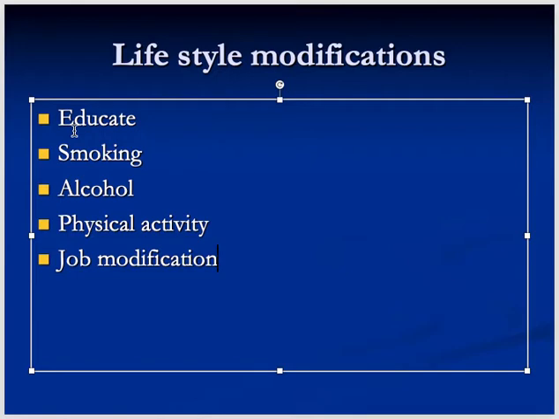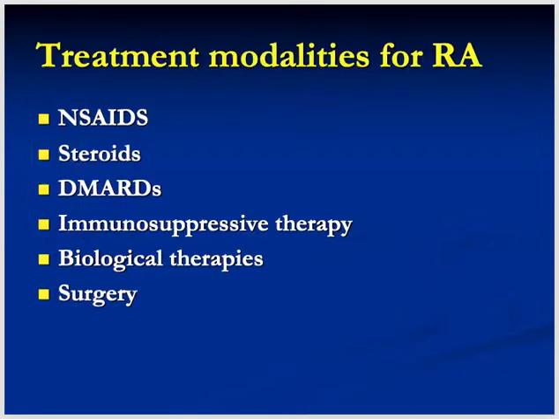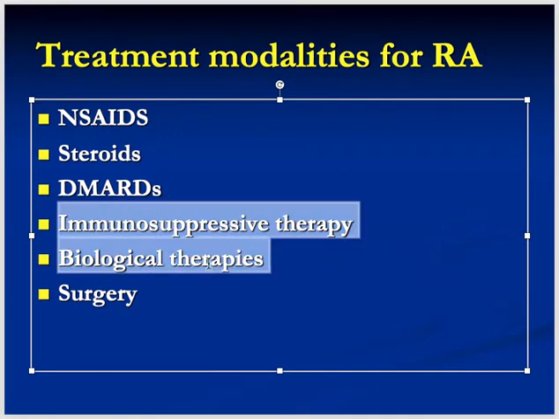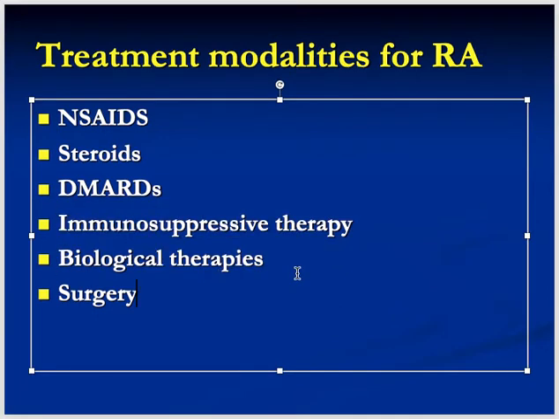So remember, guys, DMARDs, we can give NSAIDs, but remember the DMARDs, as well as these biological therapies, these are the ones which basically alter the course of rheumatoid arthritis, okay? So they basically change the course of this condition. NSAIDs don't change it, but these drugs do.